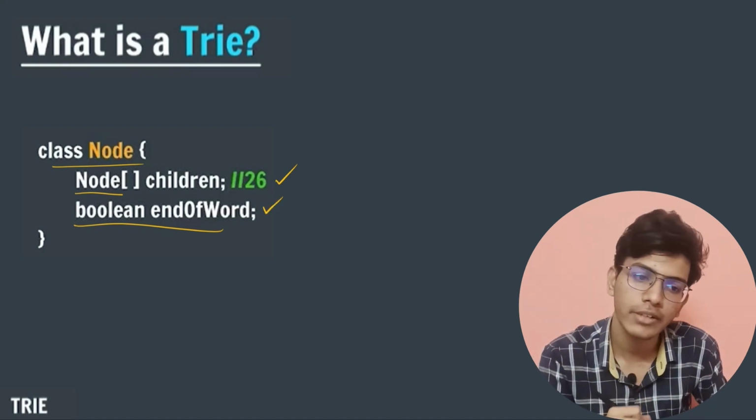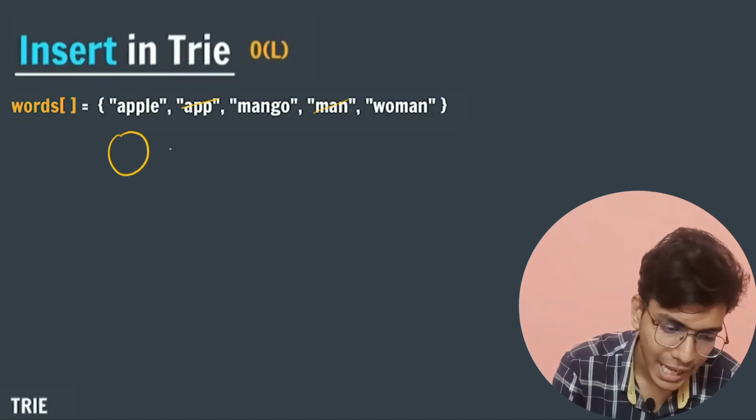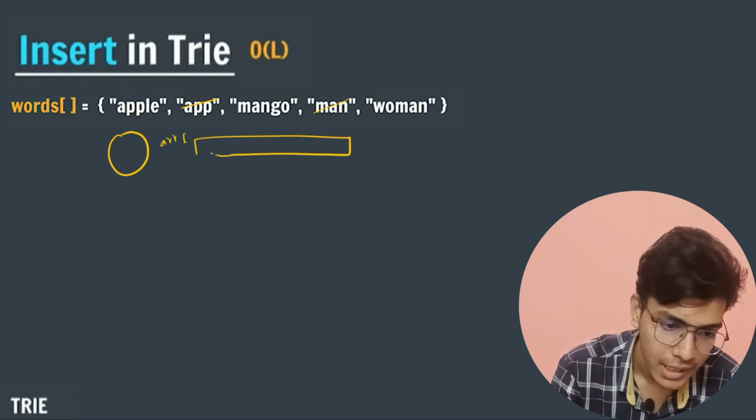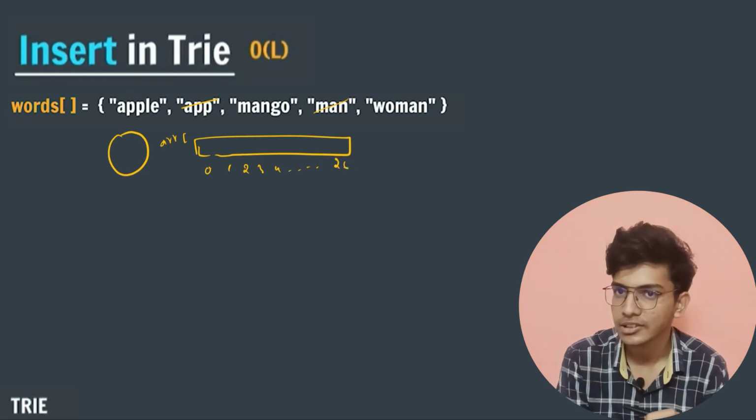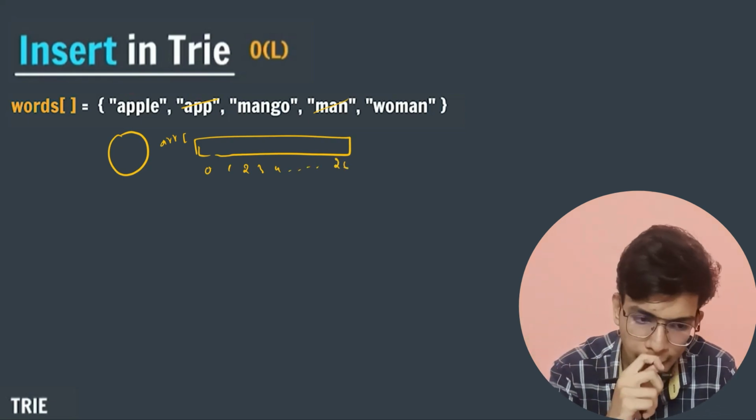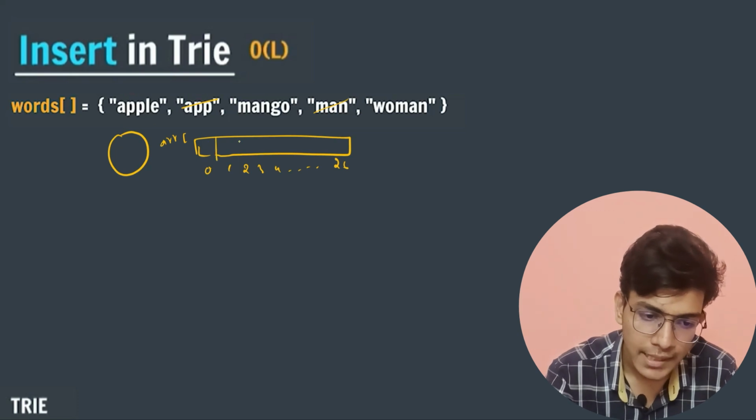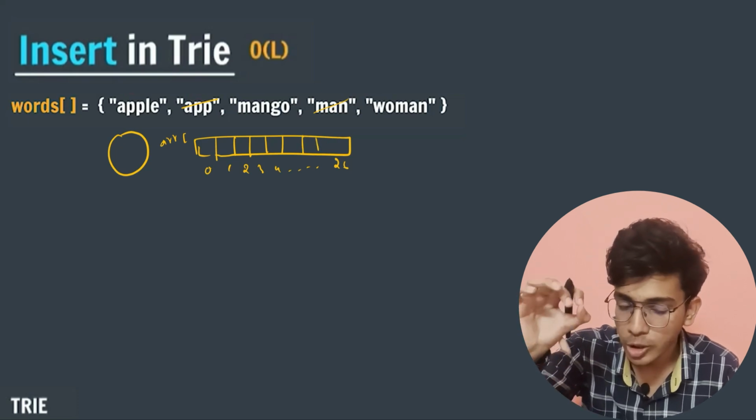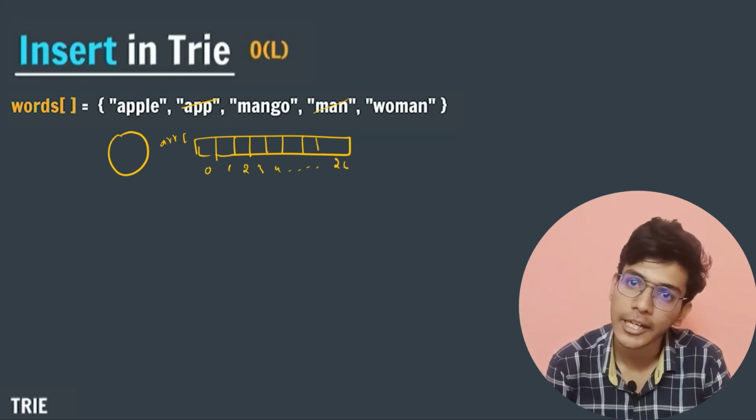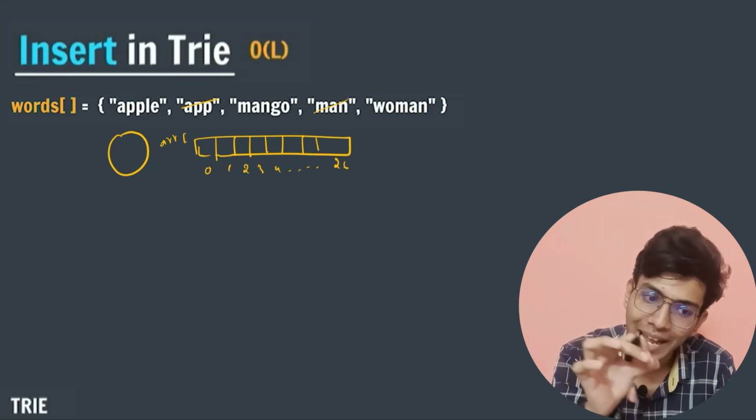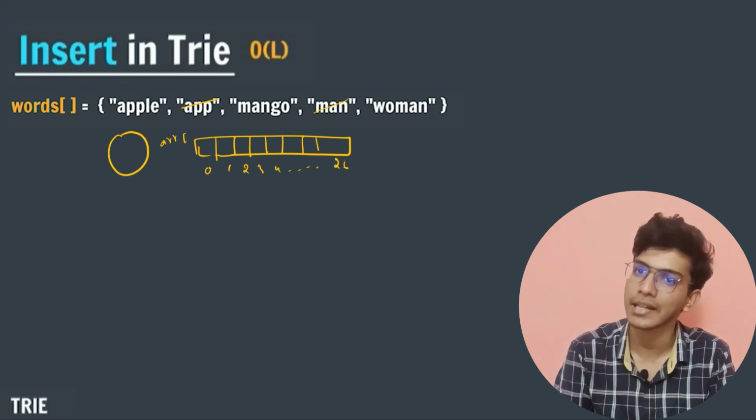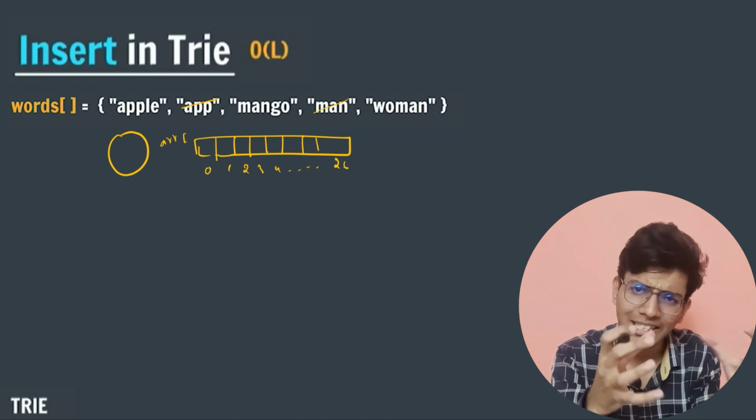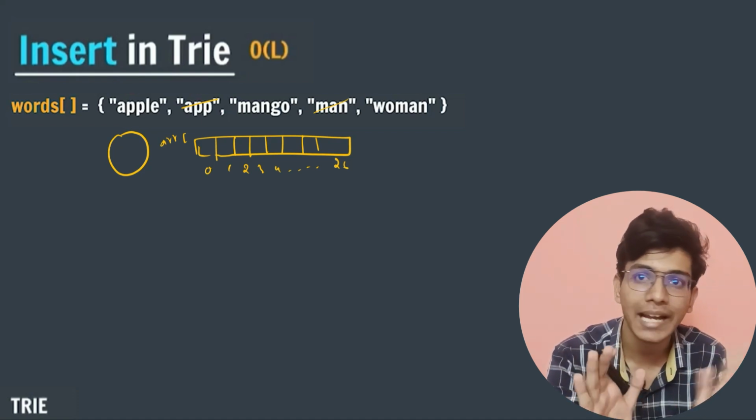After that, it will have a boolean variable end of character. So my root node will have an array of Node, size 26. Here I will have 26 characters, 0, 1, 2, 3, 4, up to 26. At each and every index, I am going to store characters. When I add a child, I will store the node in this particular array, and this will tell me that at this particular location a child already exists. I don't need to add it again.